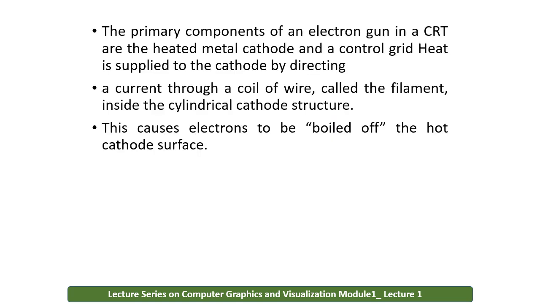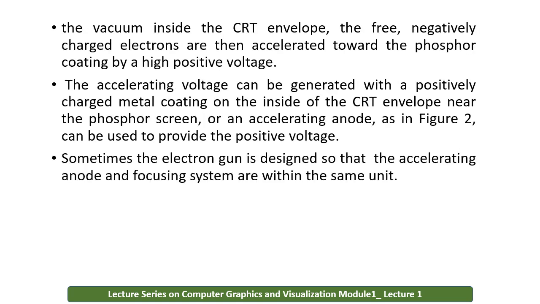Therefore, the primary components of an electron gun in a CRT are a heated metal cathode and a control grid. Heat is supplied to the cathode by directing current through a coil of wire called the filament inside the cylindrical cathode structure, which causes electrons to be boiled off. So it gets hot and produces electrons, and those electrons are boiled off and move inside the vacuum of the CRT envelope.